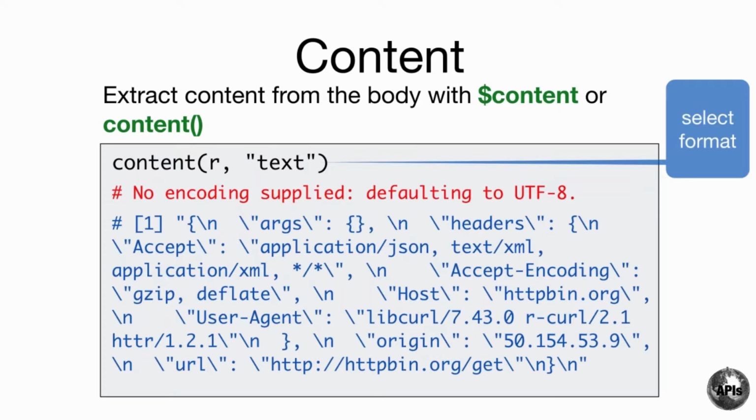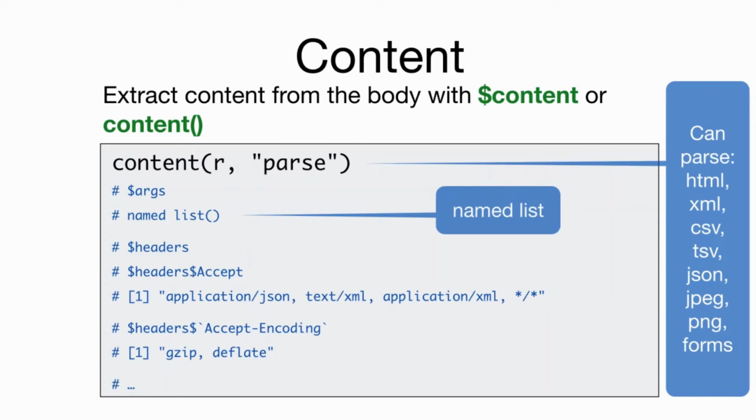And then content will parse that raw data into text for you, and this is what we get here. And then you could also just ask content to parse it, and parse will look at the header that describes the content that's in the body. It will recognize that content if it's one of these familiar contents over here, which are some of the most popular, and then it will convert the raw bytes into that content into an R list for you to use.